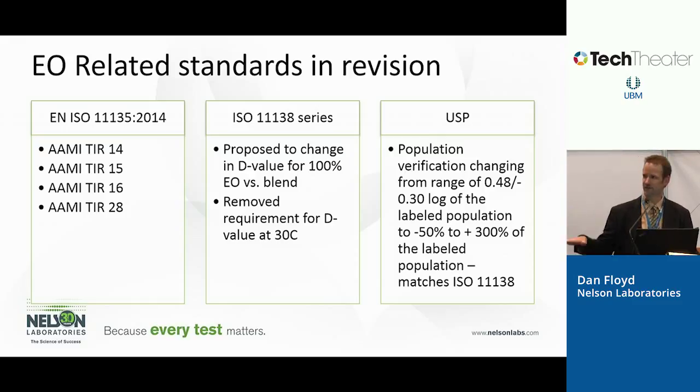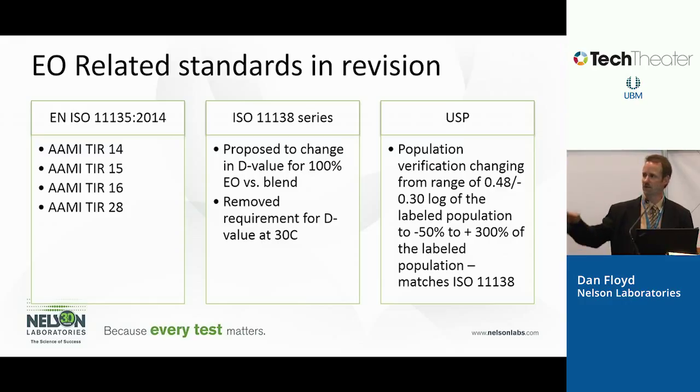So a lot of these, you'll see changes to these AAMI TIRs. TIRs are technical information reports. These are basically guidance documents to show how you need to meet ISO 11135, which is kind of the parent document. The BI standard, ISO 11138, these are the BI manufacturer standards. These are changing as well. We talked about that issue with the 100% ethylene oxide versus the blend, about the difference in the D values.